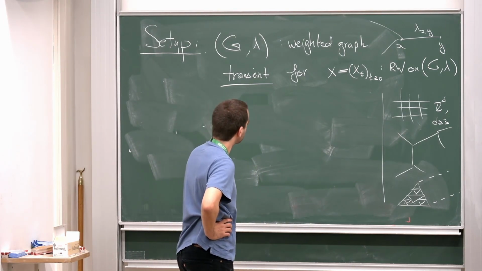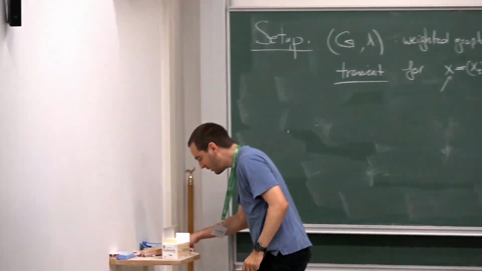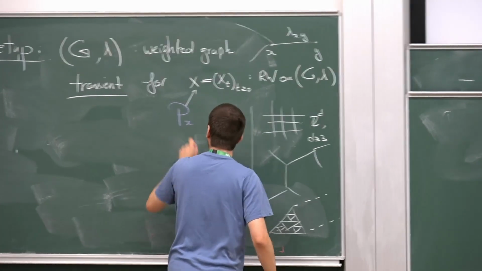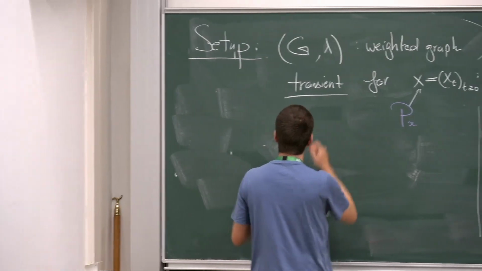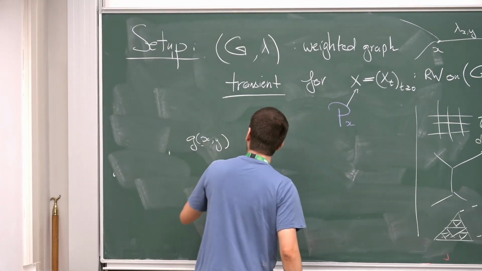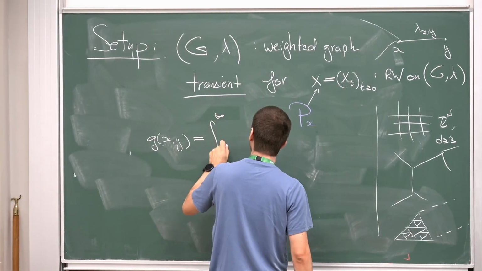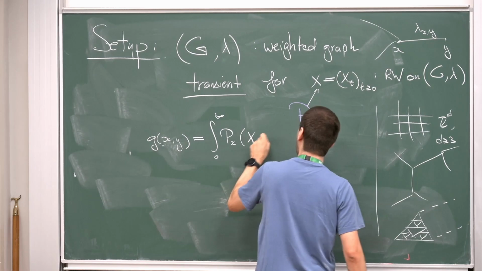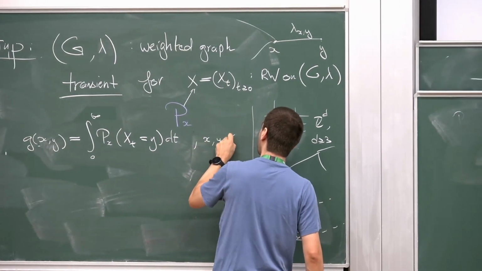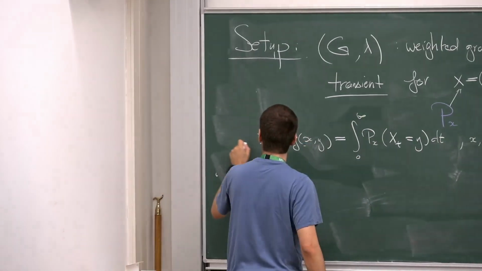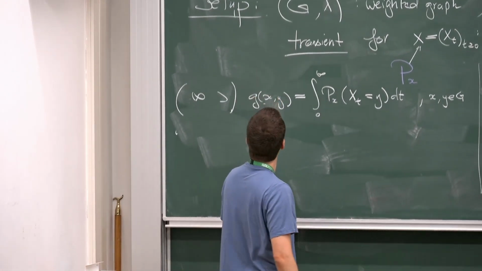Okay, so you have this random walk. Let me be pedagogical. So P_x will be the law of this thing when it starts at x. Because it's transient, I have a Green's function, g of x, y, which for a probabilist like me is just the integral of the probability, starting at x, that at time t you're at y. This is finite by transience. Okay, so so far, so good.